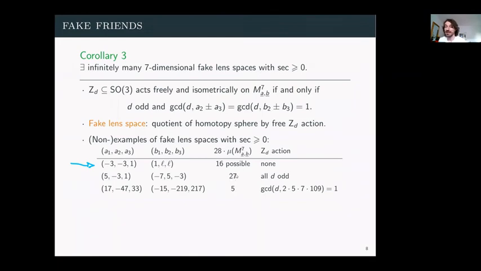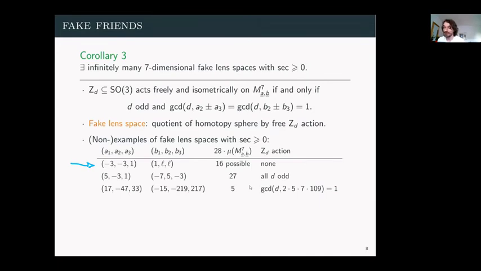So in particular, if you take the Kuiper invariant 27, you can describe it using these parameters A and B, and you can easily check that all D odd will satisfy these GCD conditions. So straight away, you get a 7-dimensional fake lens space for all odd D, just with this example.